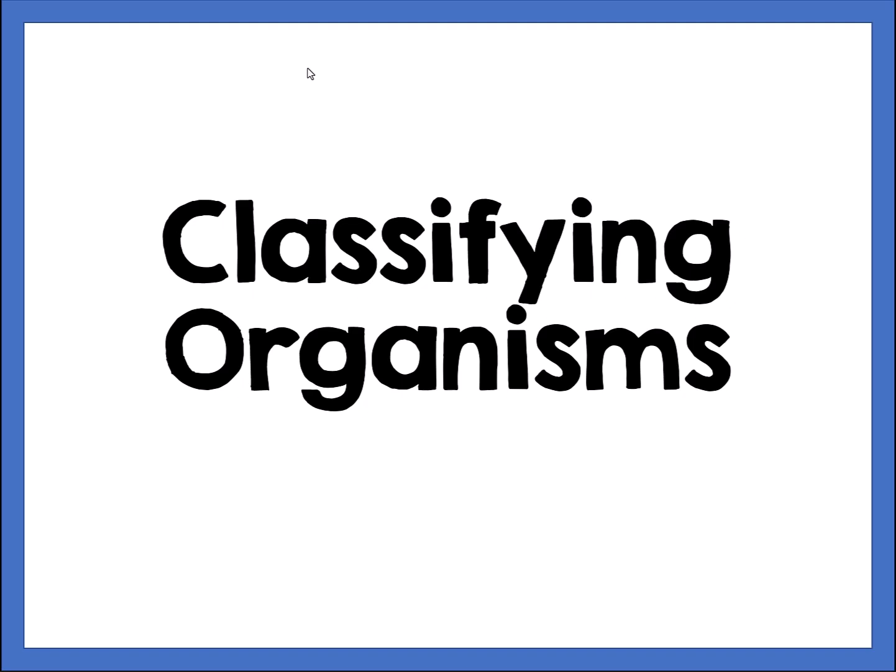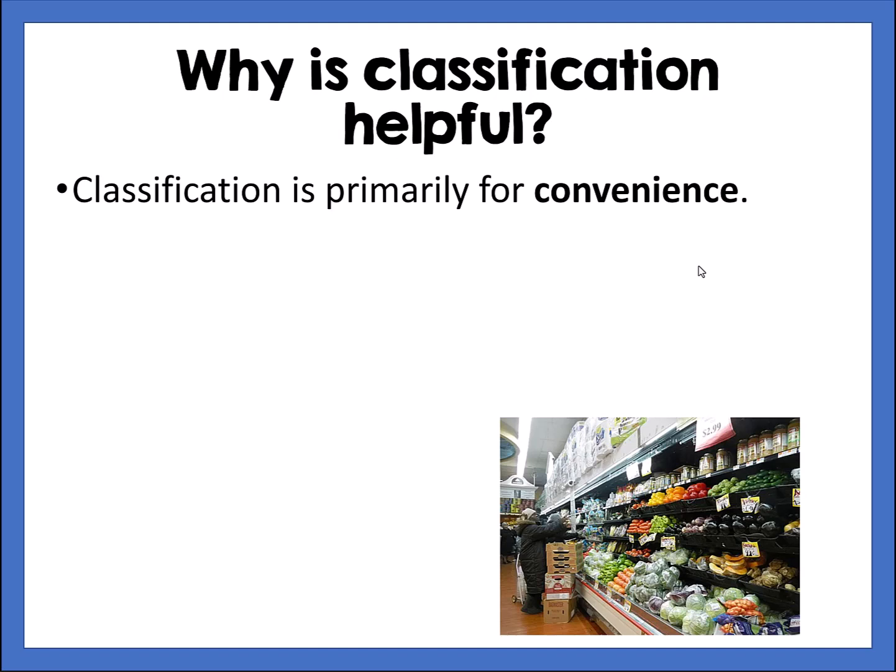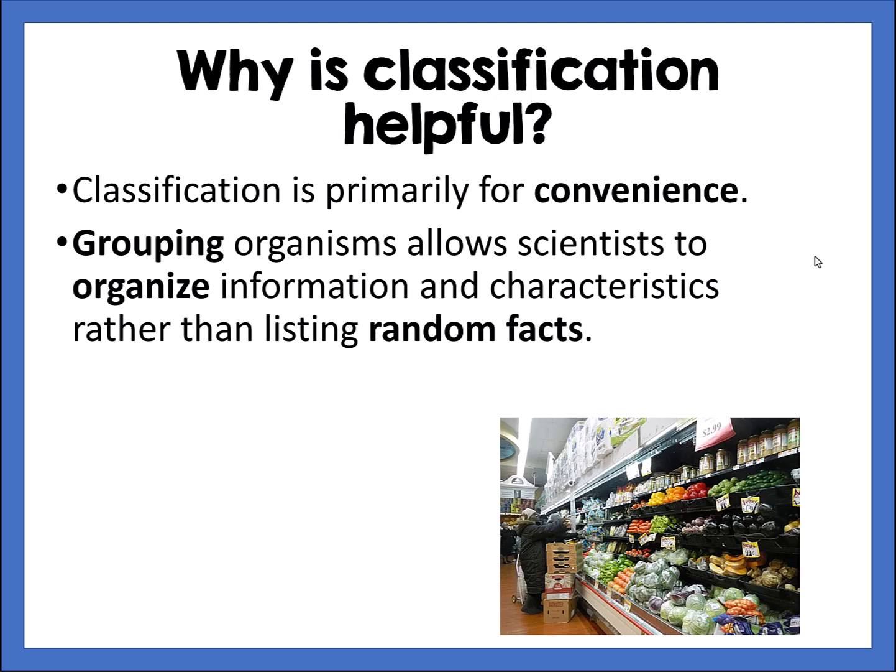In this chapter, we'll discuss how to classify organisms. So why is classification helpful? Classification is primarily for convenience. It's a human construct that scientists have developed. Grouping organisms allows scientists to organize information and characteristics rather than listing random facts.